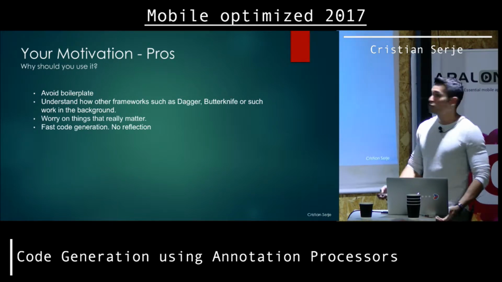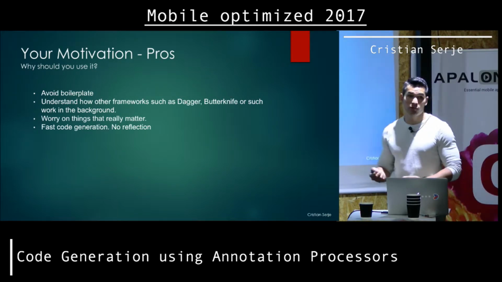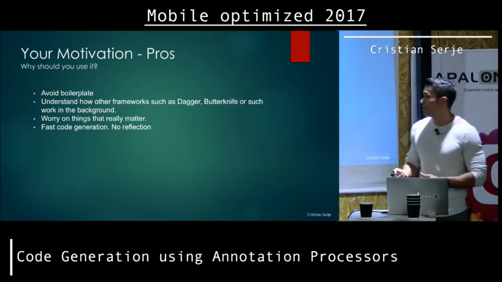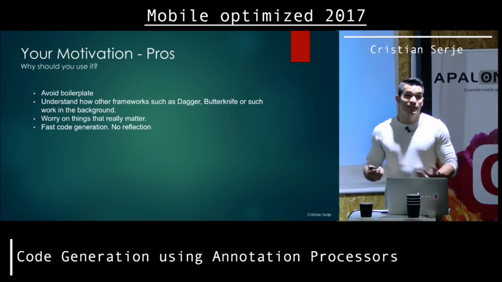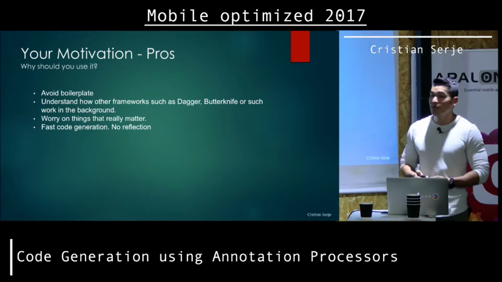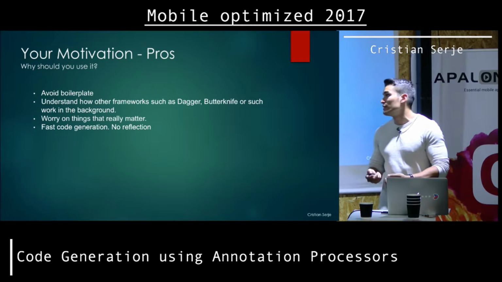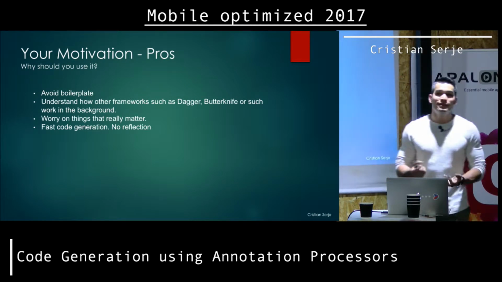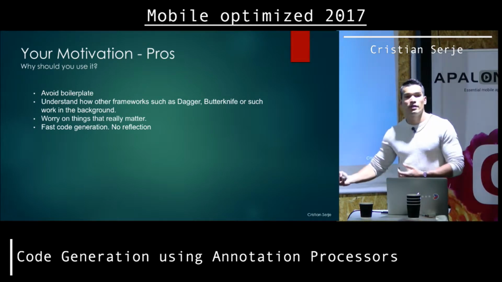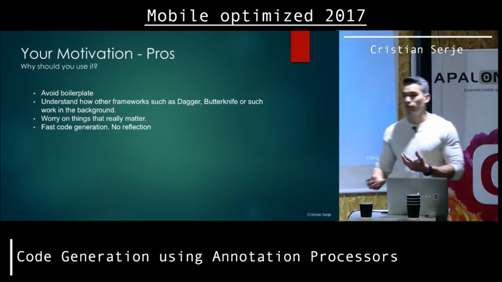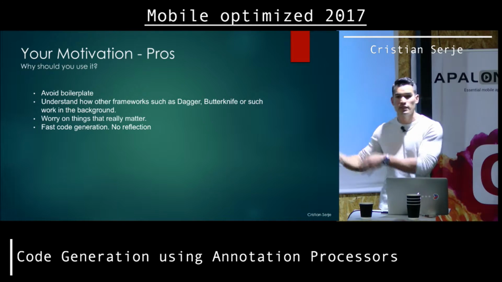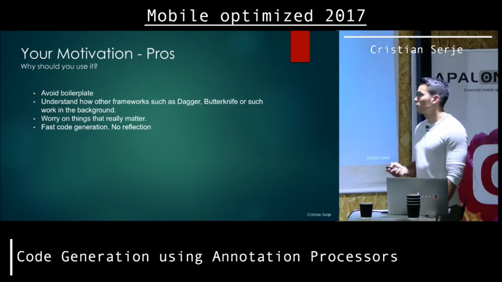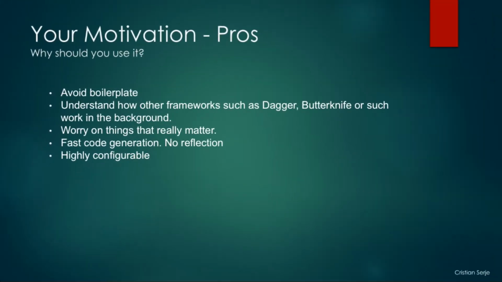It has fast code generation, and of course no reflection, which I say is really good. The mobile device will thank you a lot for that. I'm not saying that reflection is bad. You can use reflection, it's there for a reason, but we know it's not the same when it's running at runtime, because every device will run in a different way. So it's better if you just do it at compile time and the code is packed and ready to go.